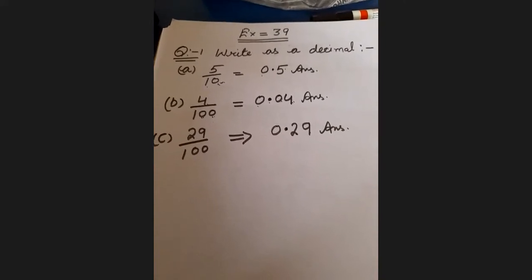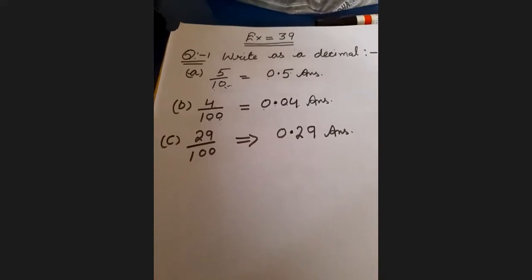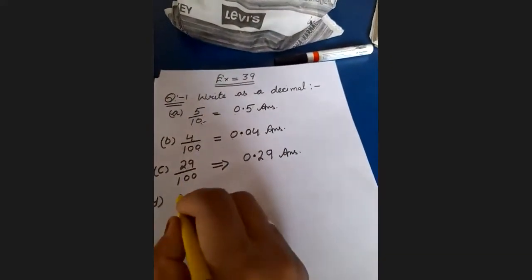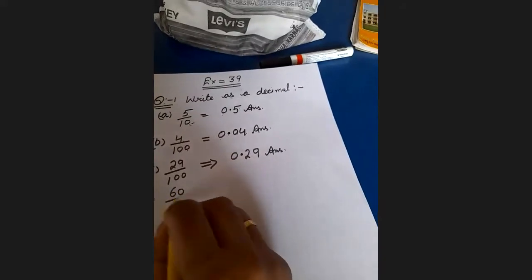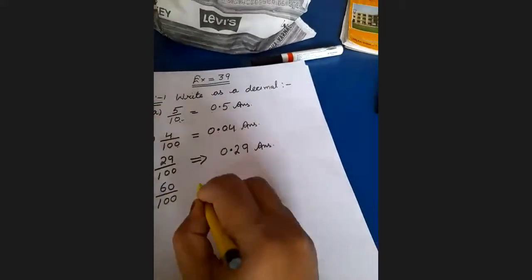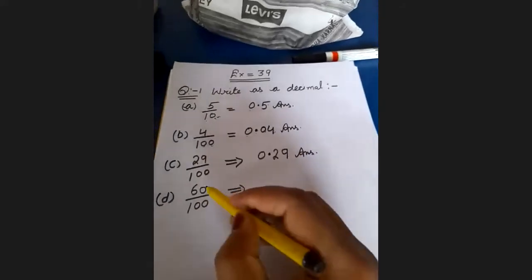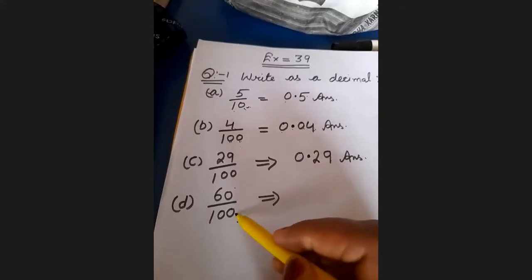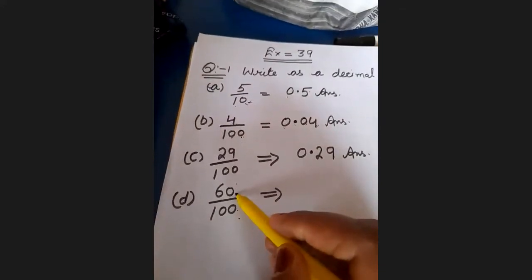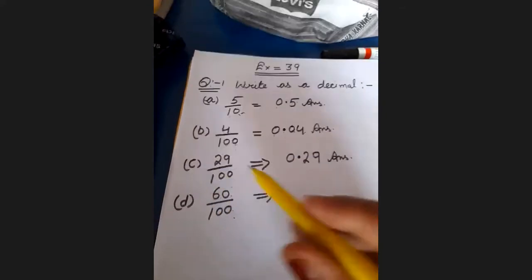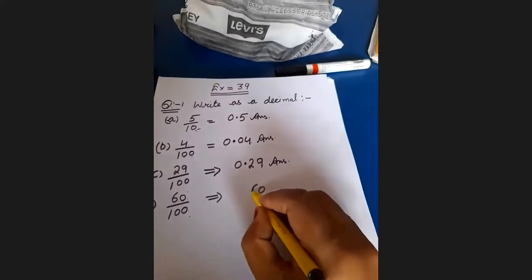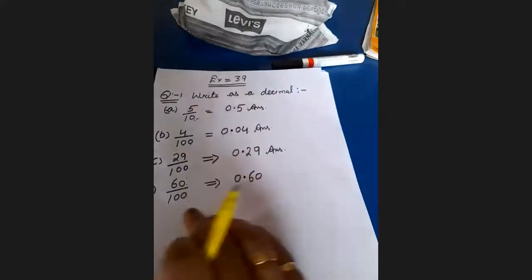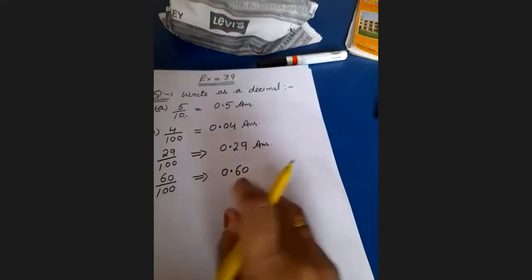Next is part D, 60/100. Now numerator is 60 and denominator is 100. So again we'll put the point after 2 digits. 1, 2, then point. So your answer is 0.60.